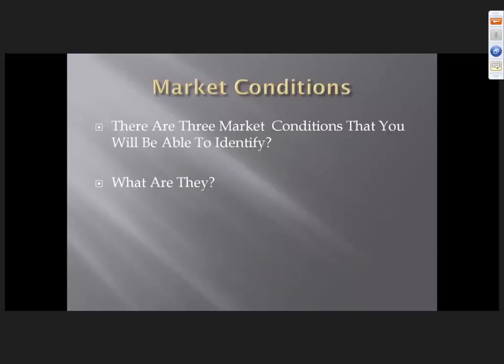All right, get out a piece of paper. I got a couple questions for you. Number 1 to 3. There are 3 market conditions that you should be able to identify, and you should know what they are. What are they? Write them down. I'll give you 30 seconds. Go. All right, time. Okay, what are they? Anybody? Okay, here's the answers.